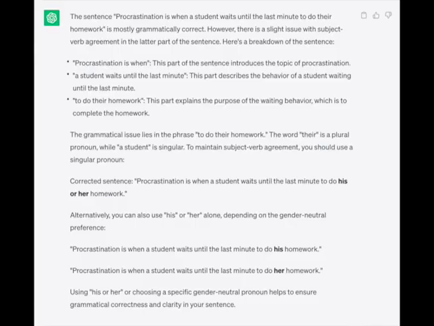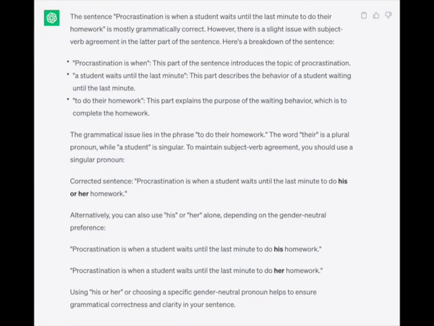All right, let's look at the second example. So in this example, I asked ChatGPT to analyze the following sentence for grammatical errors, and the sentence reads, procrastination is when a student waits until the last minute to do their homework. So the response I received was that the sentence is mostly grammatically correct.